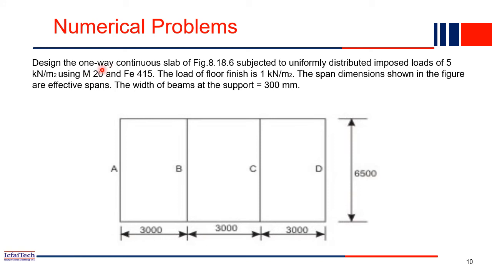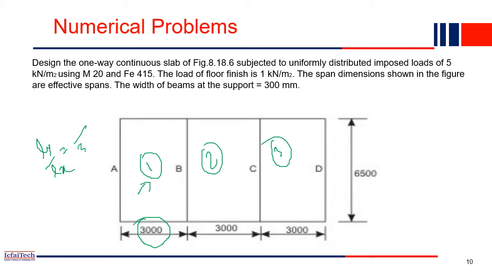Why is it a one-way slab? How do we find it out? Although in the question it is given as a one-way slab, even if it is not given, you can compute whether these slabs are one-way or two-way. Because our formula is Ly by Lx, you have to find it out. So here this is one slab panel, this is another slab panel, this is another slab panel. So there are three slab panels. Let's consider this first slab panel. Here Lx is how much? 3000, right? So Lx is 3000. What about Ly? Ly is 6500.